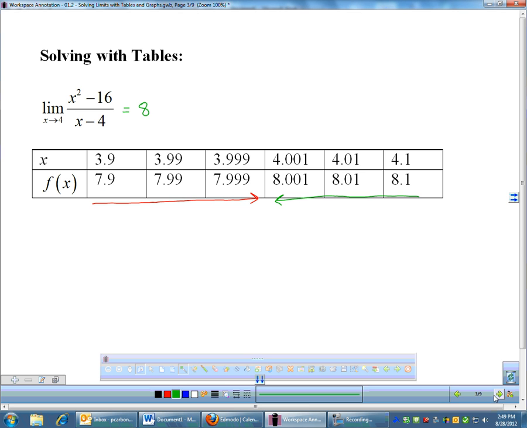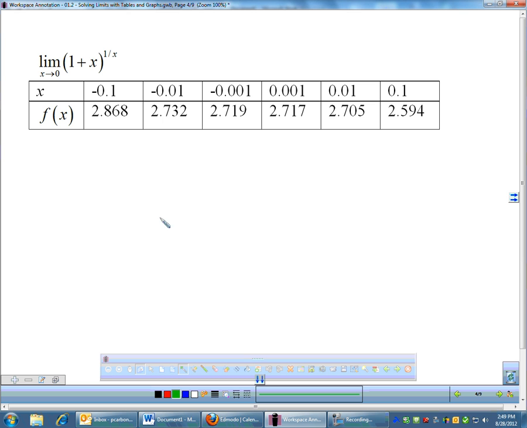So there's that one. Let's do this limit: 1 plus x to the 1 over x as x approaches 0. What I've got here is I've left out 0, and I've gone just to the left and just to the right, and I've already generated the table. If you look at these values coming from the left and coming from the right, do they look like they're approaching about the same thing? Yeah, they are definitely converging. They're going to the same place.